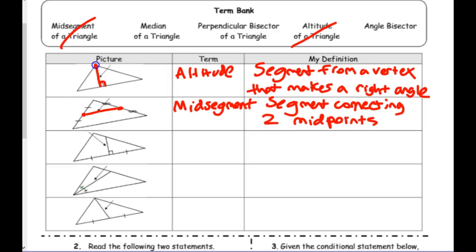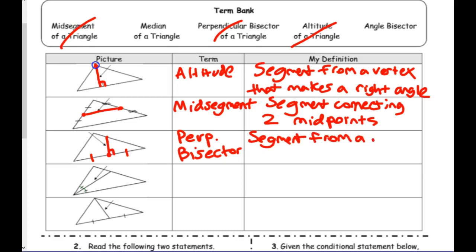Okay. This next one, it's at a midpoint because of those tick marks, and it makes a perpendicular angle. So that's called a perpendicular bisector. Okay. So it's a segment from a midpoint that makes a right angle.